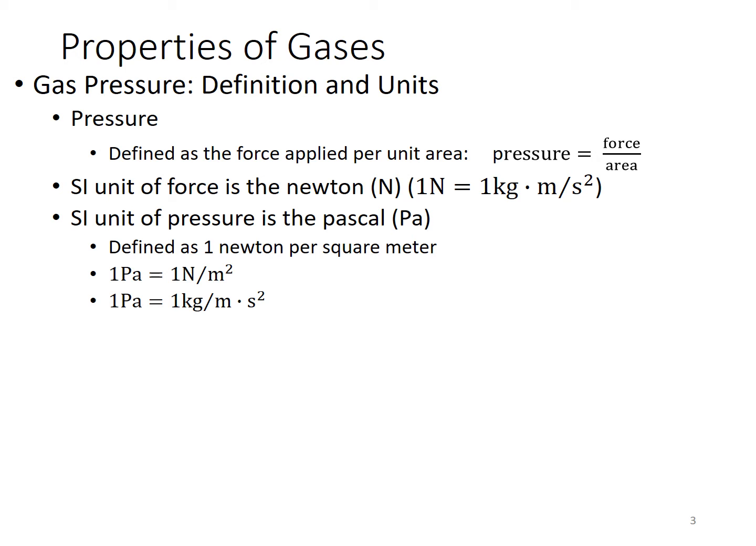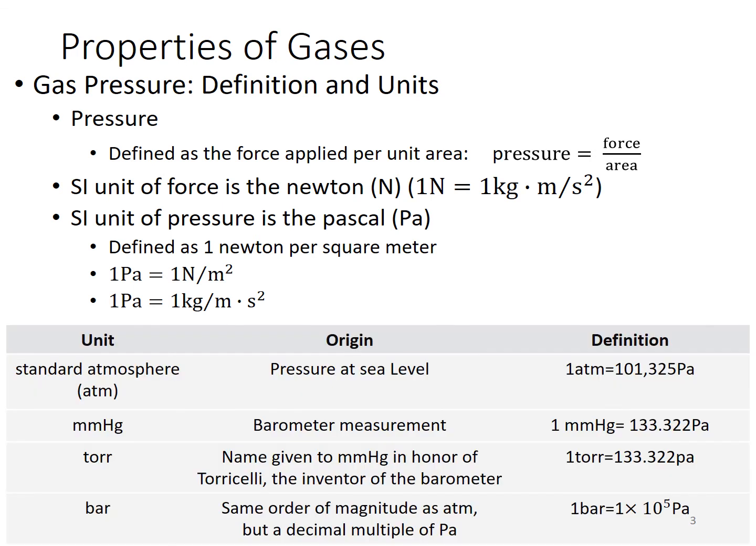So you could kind of do the math there and figure out that a Pascal is a kilogram per meter times second squared for those units. Pascals are not terribly common in general for what we often will deal with. There are a bunch of other units of pressure that we may or may not be familiar with.